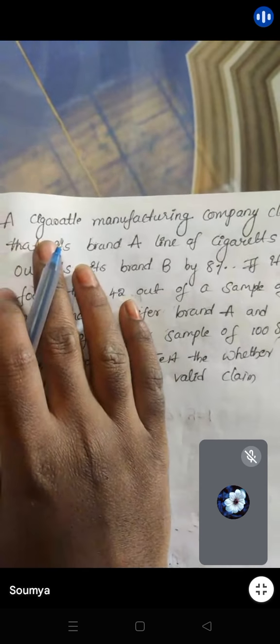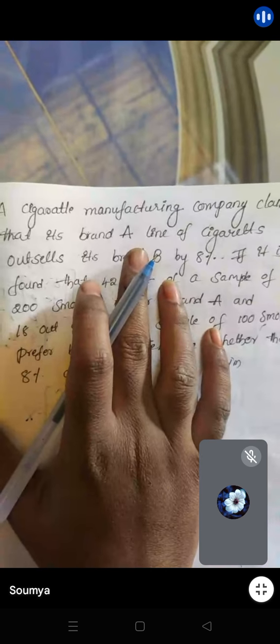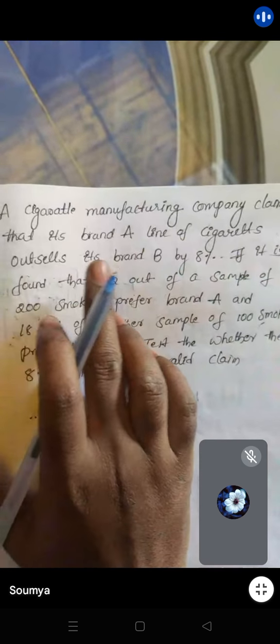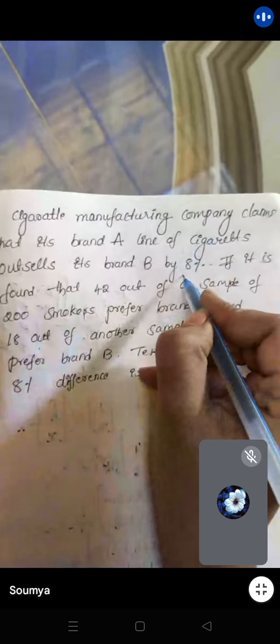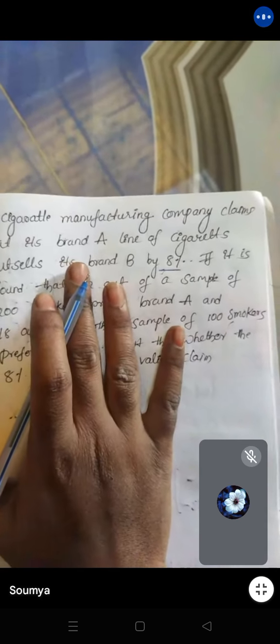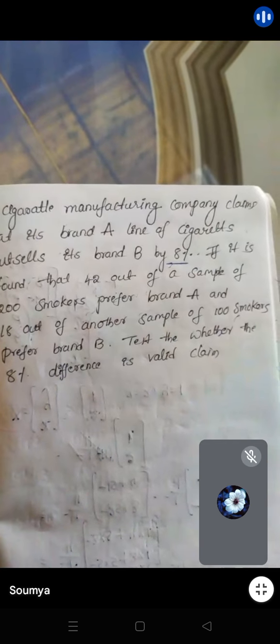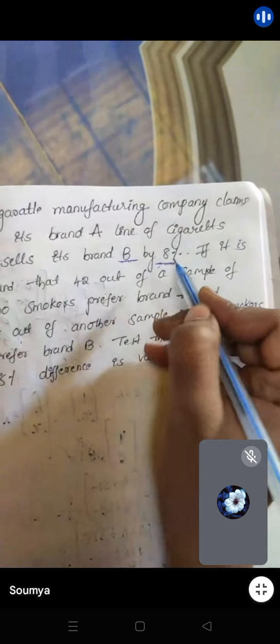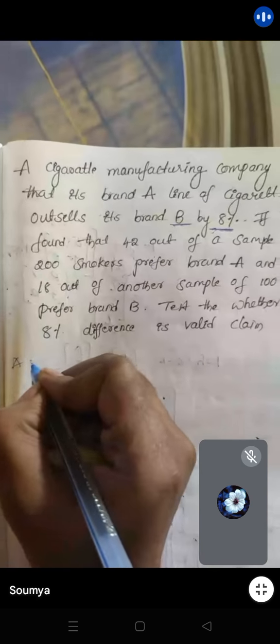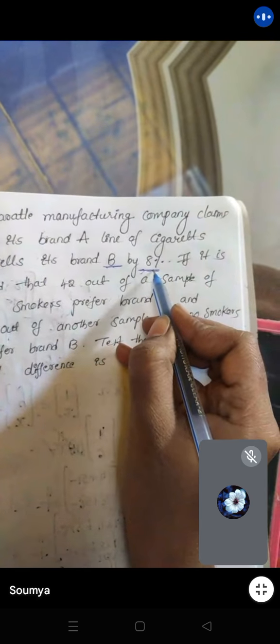First, a cigarette manufacturing company claims that its brand A line of cigarettes outsells its brand B by 8%. So what is meant by this? There are two brands of cigarettes, brand A and brand B. Brand A is selling more than brand B by a difference of 8%. A is more than B by 8%.